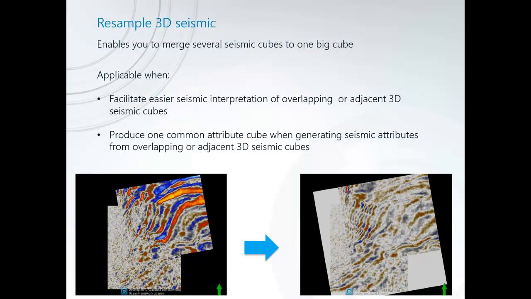The Resample 3D seismic tool enables you to merge several seismic cubes into one big cube. This is applicable when you want to facilitate easier seismic interpretation of overlapping or adjacent 3D seismic cubes, or when you want to produce one common attribute cube when generating seismic attributes from overlapping or adjacent 3D seismic cubes.